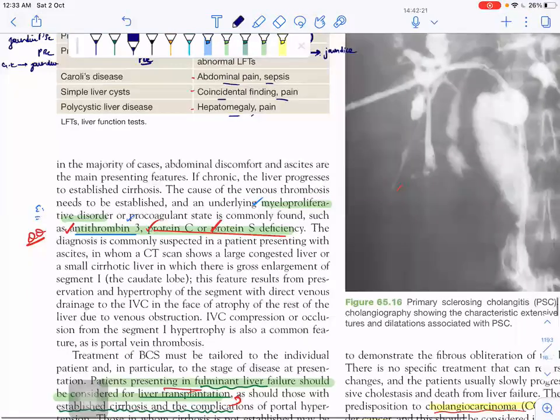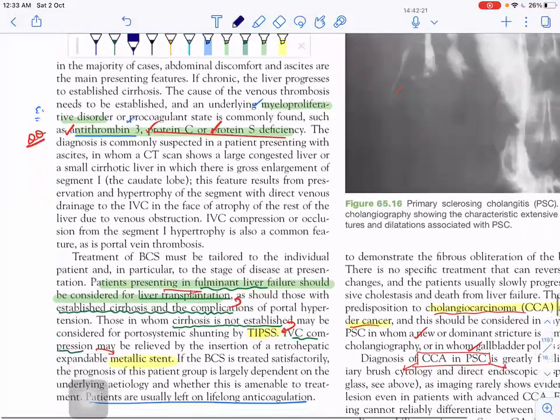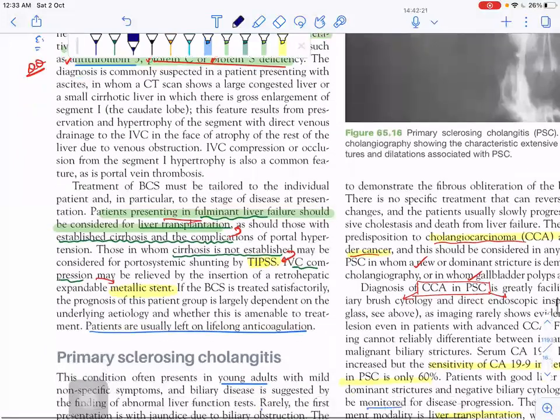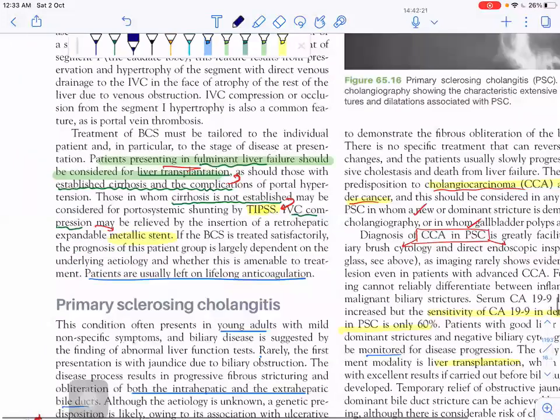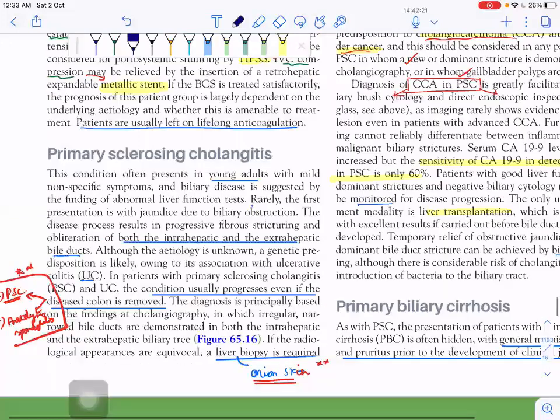These are the features. PSC is present in young adults. Both intrahepatic and extrahepatic bile ducts will be involved. The condition usually progresses even if the diseased colon is removed. It is usually associated with ulcerative colitis. Even if you remove the diseased colon, the primary sclerosing cholangitis, like the ankylosing spondylitis, will not be relieved.